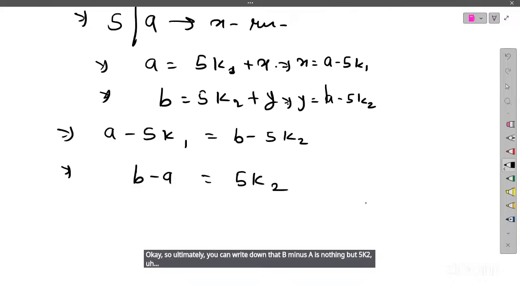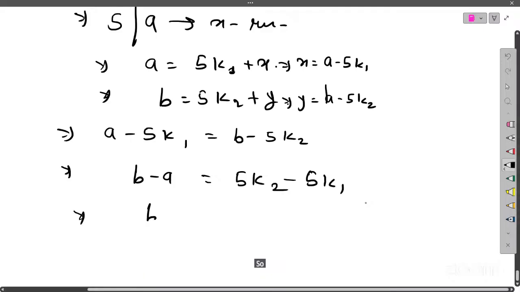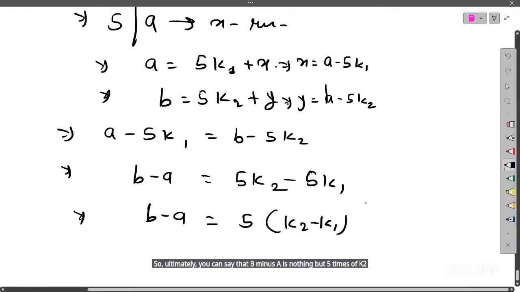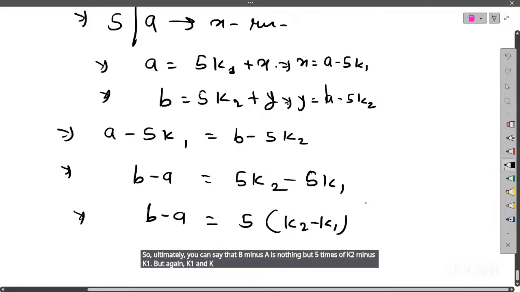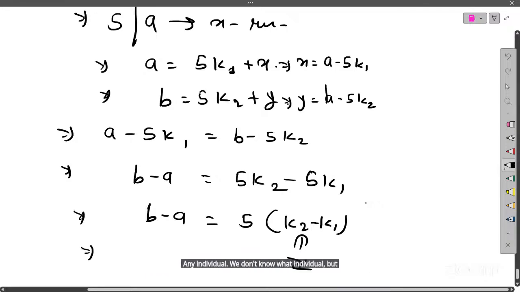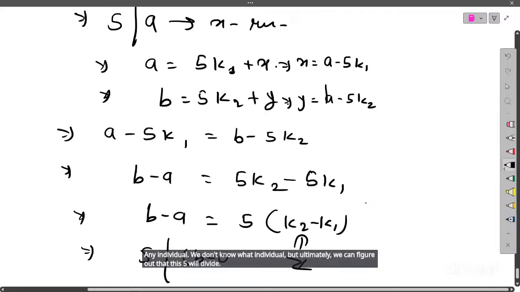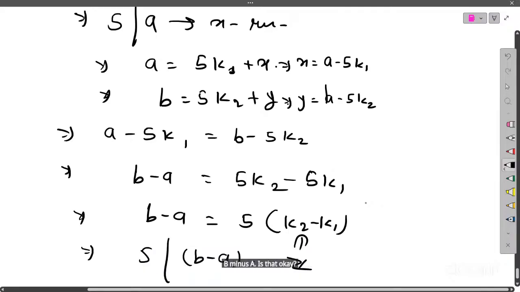Yeah, so b is there. So we have to take a here and this. So minus 5 k1. So ultimately, you can say that b minus a is nothing but 5 times (k2 minus k1). But again, k1 and k2 both are integers, so their subtraction will be an integer. So this is some integer, any integer. We don't know what integer, but ultimately we can figure out that 5 will divide b minus a. Is that okay? Yes, ma'am.